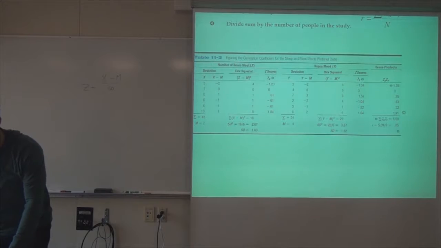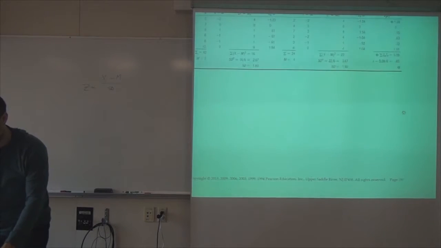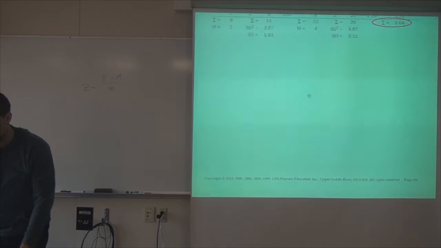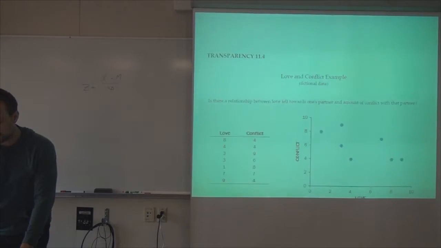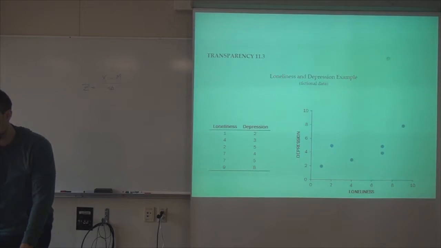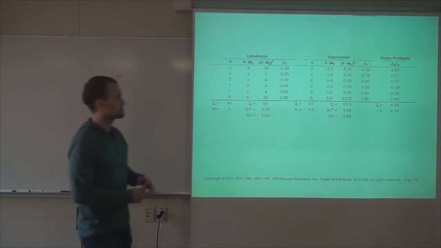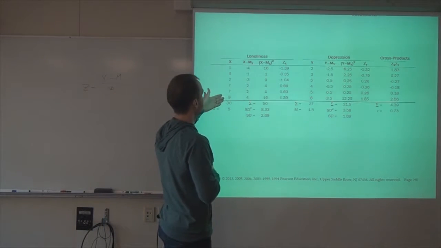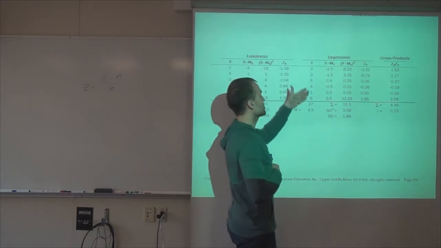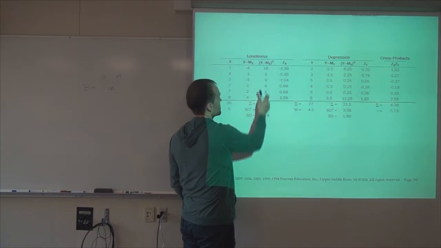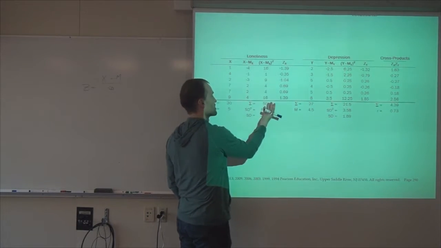Let's zoom out and go and check. Oops, that's the wrong direction. Scroll like this, up to my two examples. Where is the first one? Not love conflict. Loneliness, depression. Loneliness, depression example. I have my x values. I have my y values. I need to calculate the deviations and the square deviation.